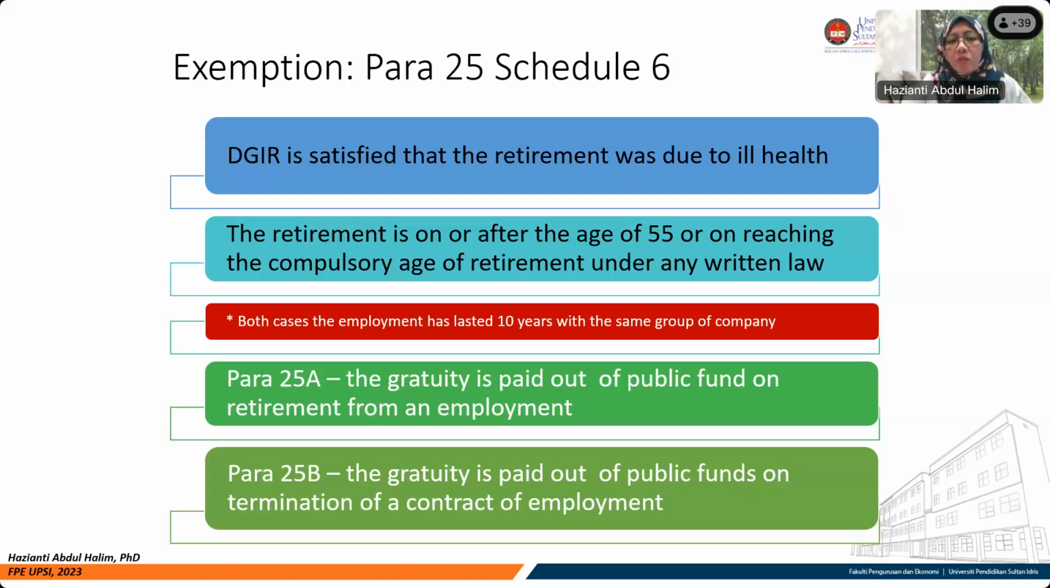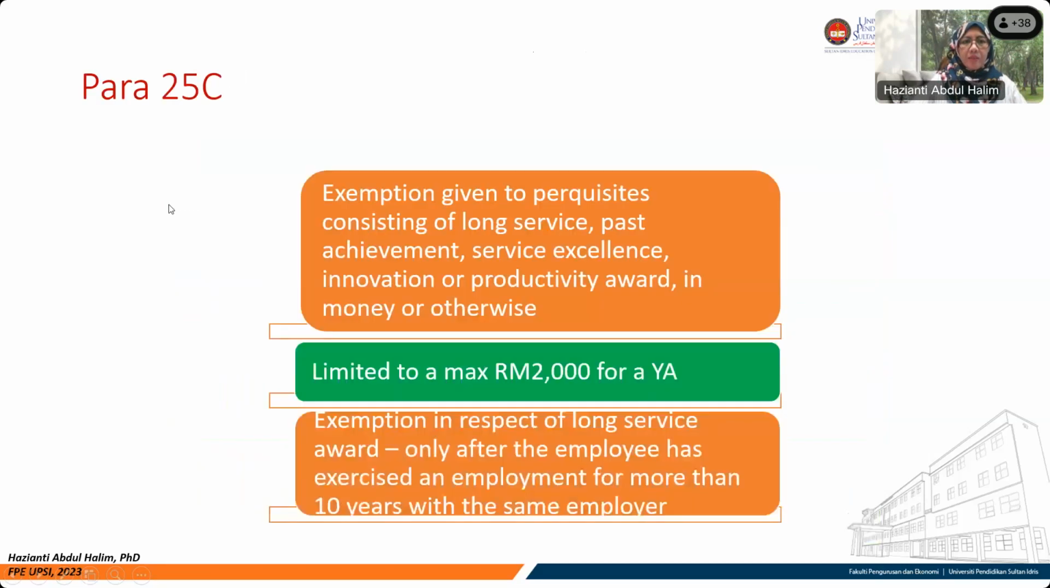Or if the retirement is on or after the age of 55. As of now, our mandatory age of retirement in Malaysia is 55. Or on reaching the compulsory age of retirement under any written law. Some employers set the retirement age at 60, so it depends what the age of retirement is. In both cases, the employment has lasted 10 years with the same group of companies. So here we have exemption. Exemption is also given to perks consisting of long service, past achievement.